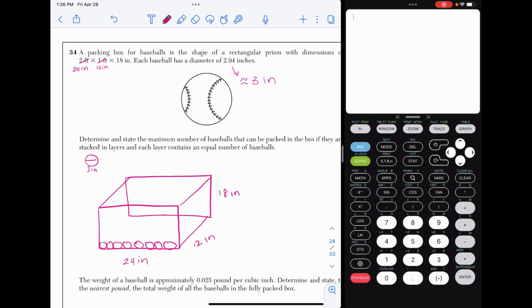Going back, I can fit 4. And then going up, I can fit 6. And this is not exactly what it's going to look like in the box. This is, of course, just our little estimate. So we can really do 8 by 4 by 6, which gives us a total of 192 baseballs.